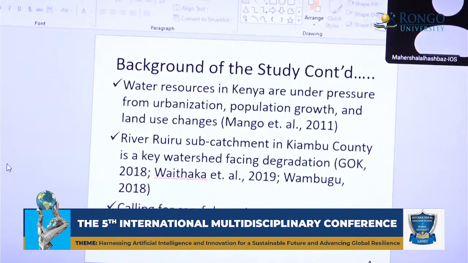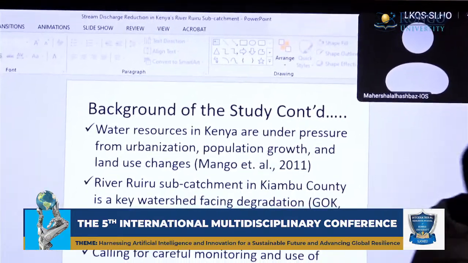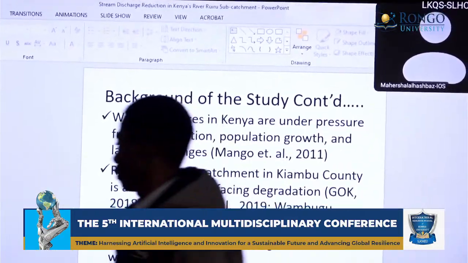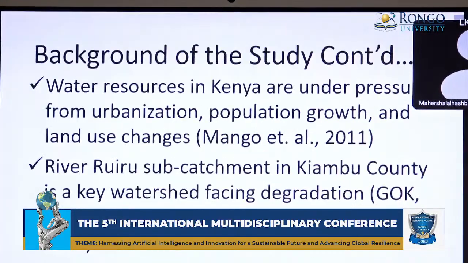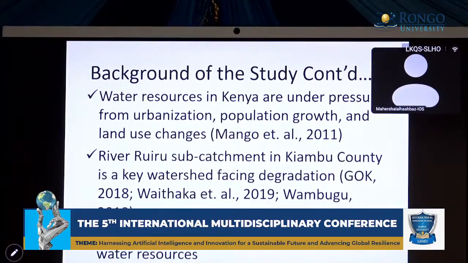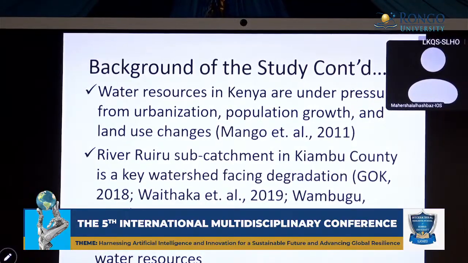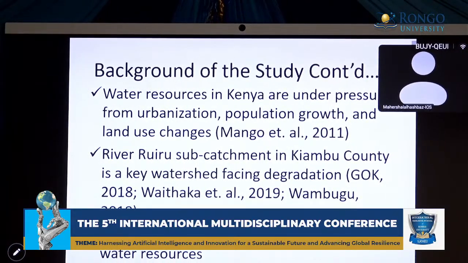This is the increase in population. So the Riverview subcatchment in Kiambu County is one of the vulnerable watersheds, as studied by research done by the Government of Kenya in 2018, Waivaka 2019, and Wambugu 2018. So they have documented the increasing degradation of this watershed. Therefore, this calls for careful assessment and sustainable management strategies to secure the basin's, or the watershed's, future.